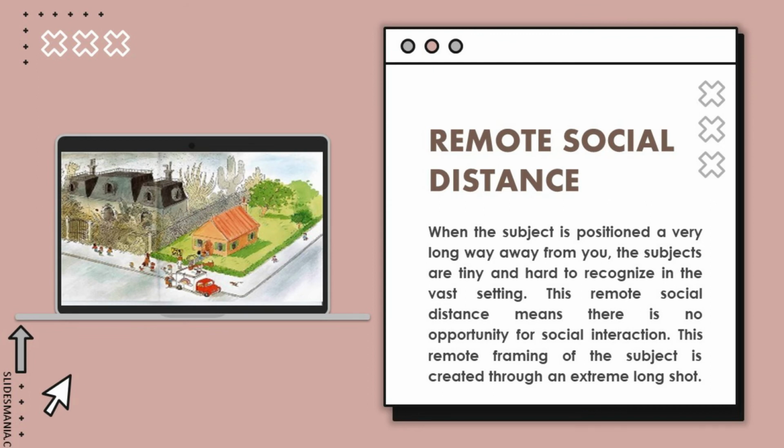Remote social distance. When the subject is positioned a very long way away from you, the subjects are tiny and hard to recognize in the vast setting. This remote social distance means there is no opportunity for social interaction. This remote framing of the subject is created through an extreme long shot. This is shown in the example from Rose Meets Mr. Wintergarten by Bob Graham. This image from the front of the book shows the setting in detail, but the subjects are tiny and a very long way from the viewer. There is no social connection possible.